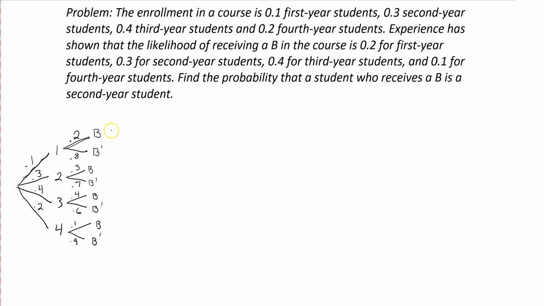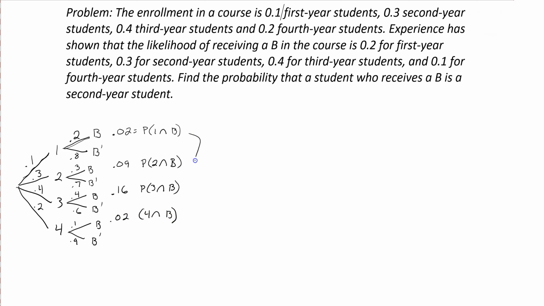When we multiply the branches that extend from the beginning all the way to the end, we're finding our intersections. So this 0.1 times 0.2 is going to be 0.02, and it represents the probability of first-year students and receiving a B. I'm only going to focus on the probabilities where students get Bs. So for second-year students, we're going to have 0.3 times 0.3, which is 0.09. Third-year students, 0.4 times 0.4, which is 0.16. And fourth-year students is 0.02.